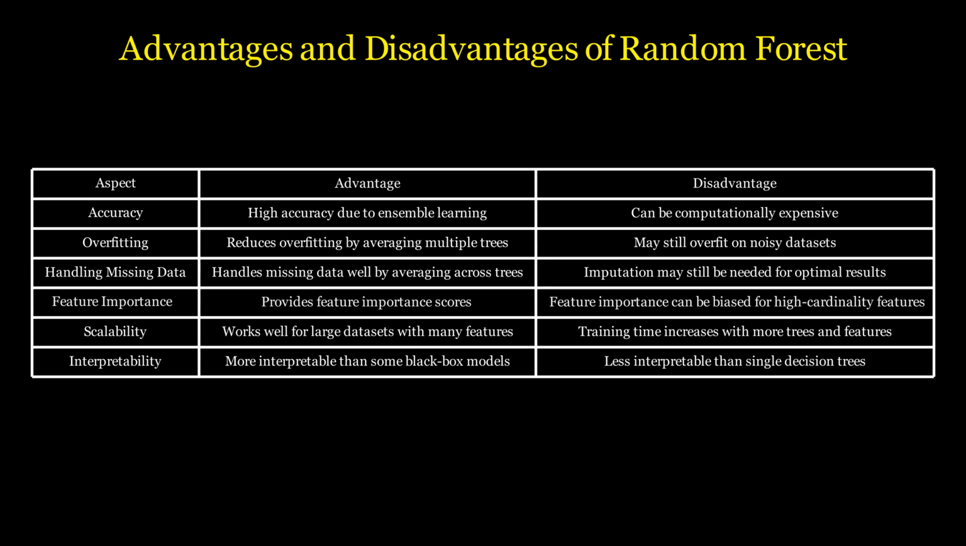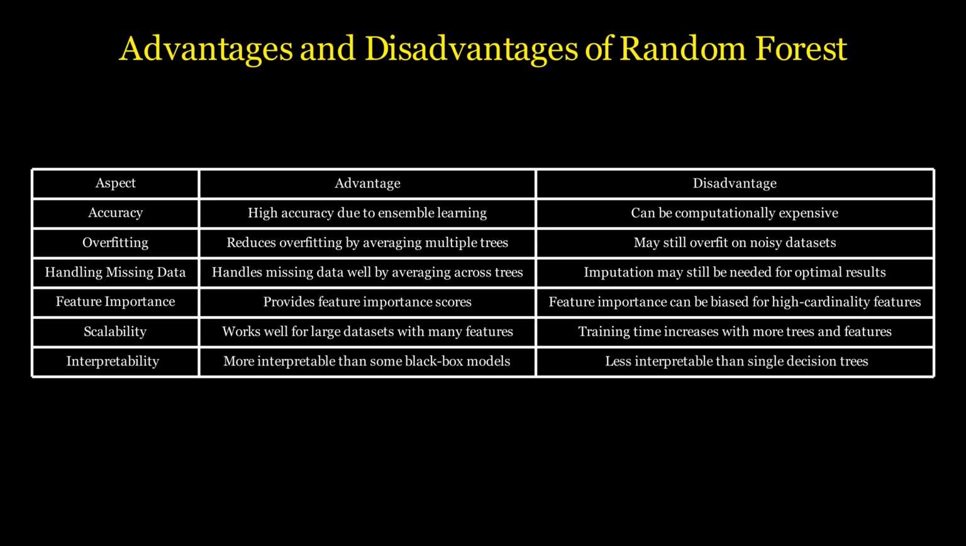Random forest provides feature importance scores, helping identify key features. However, feature importance can be biased for high cardinality features. Random forest works well for large datasets with many features. However, training time increases with more trees and features, making it less scalable for very large datasets.